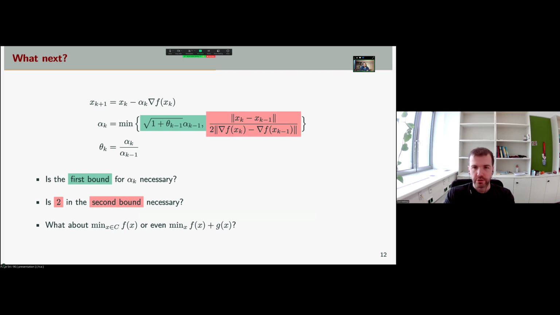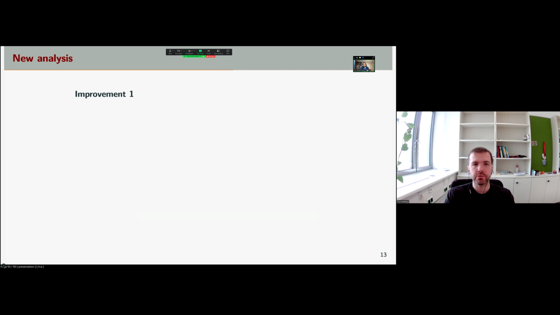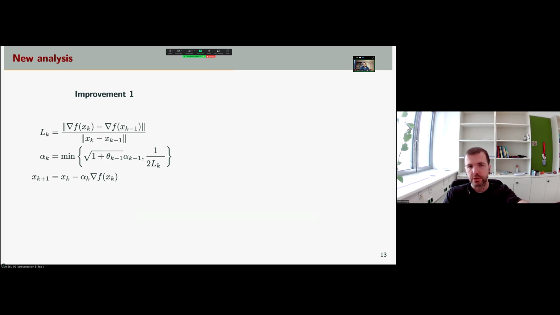Okay, so that's the kind of questions we're interested in. So, improvement number 1. This was the first version of gradient descent, with 2, exactly as we had before. So nothing changed. Surprisingly, you can change this 2 to the square root of 2.